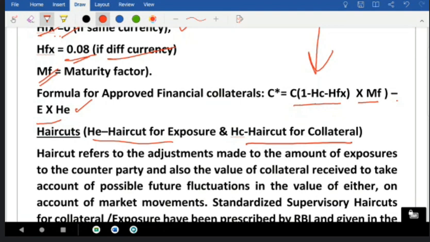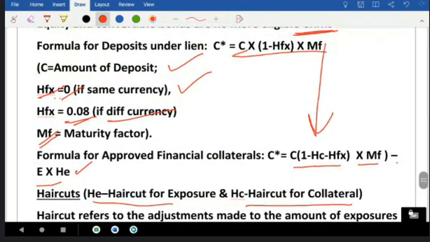Okay, let's see here. I'll just see the second formula. C star equals, what is the meaning of C? Whatever value we are calculating after the haircut. C is the amount of deposit, that means collateral value. 1 minus HC in the bracket. HC means haircut for the collateral, and HE means haircut for the exposure.